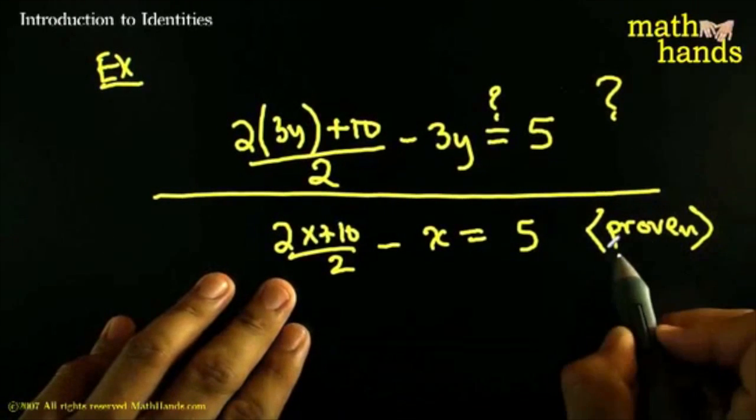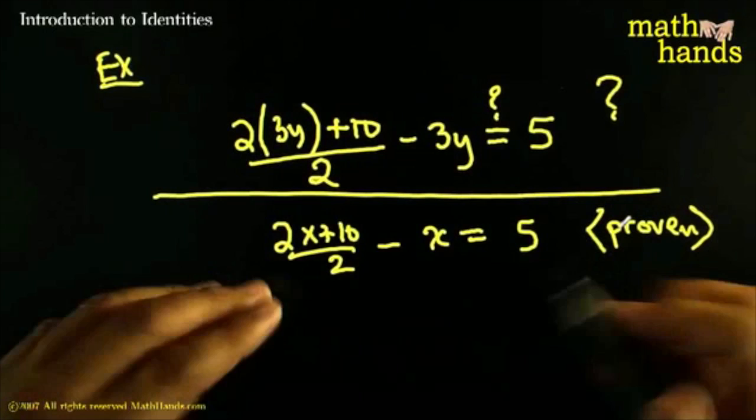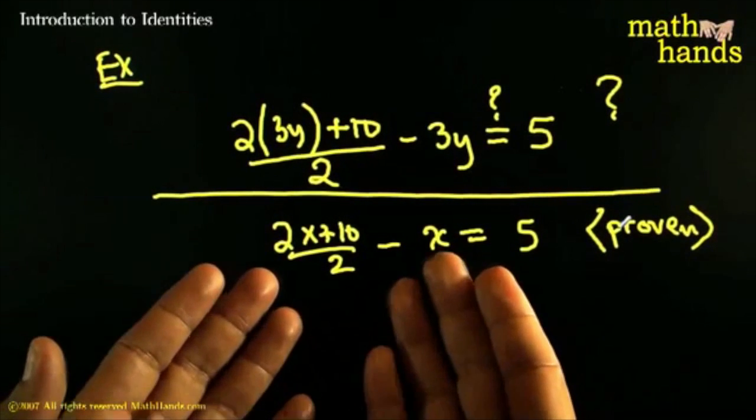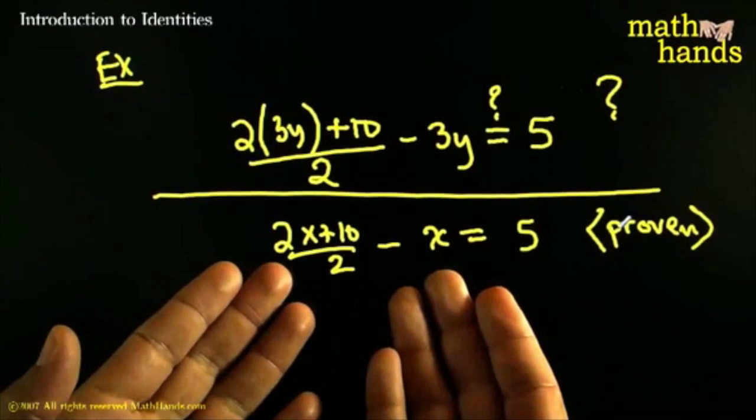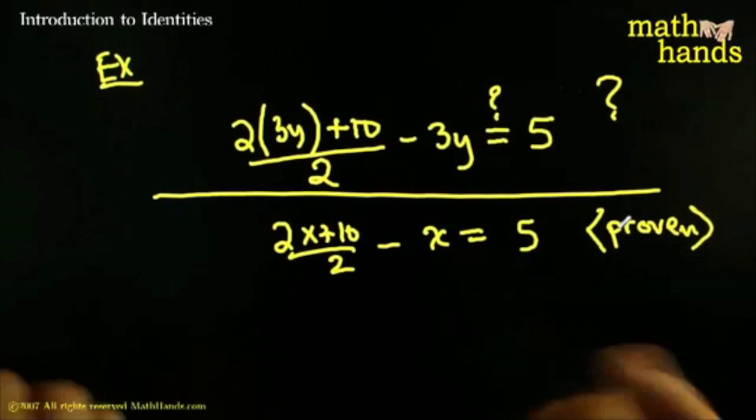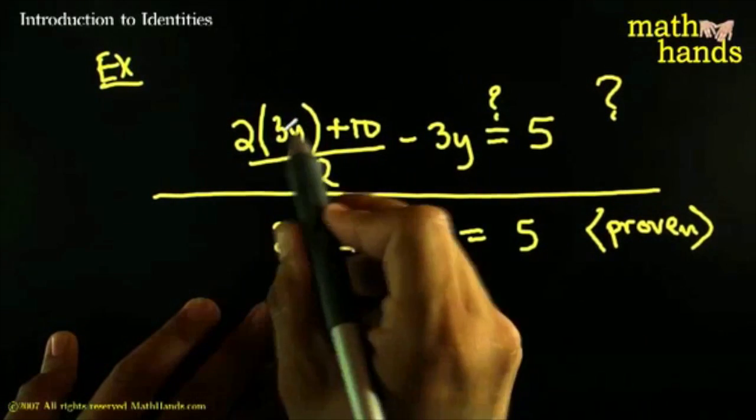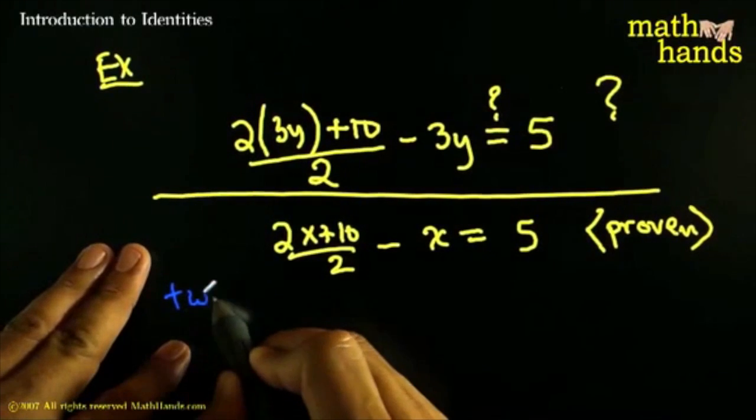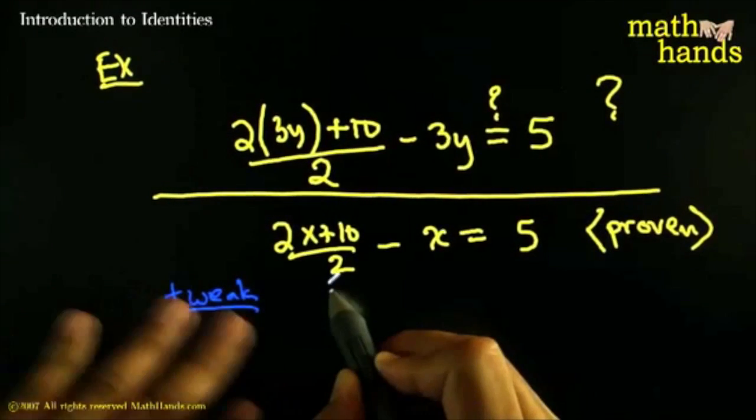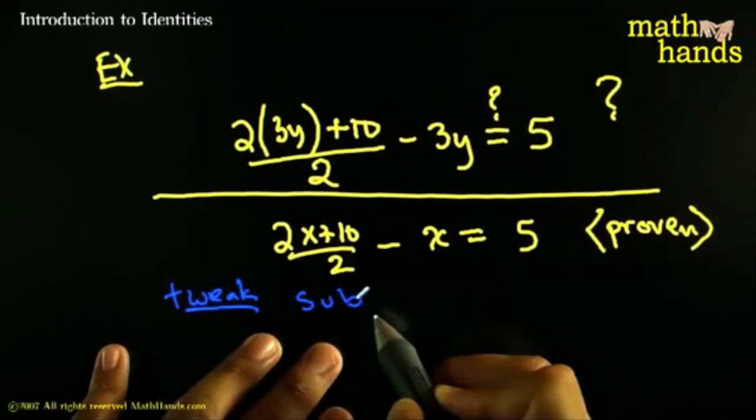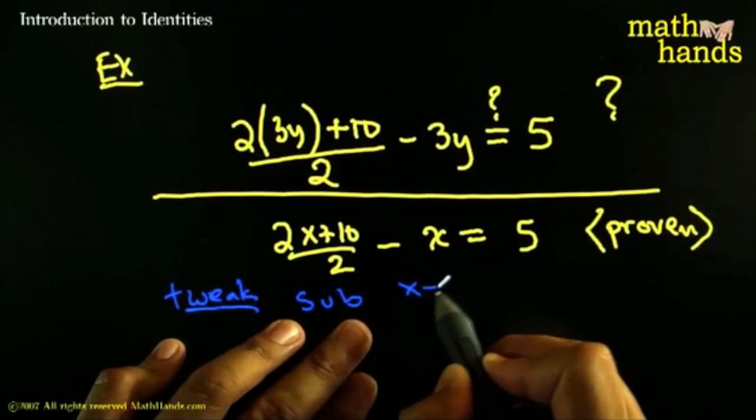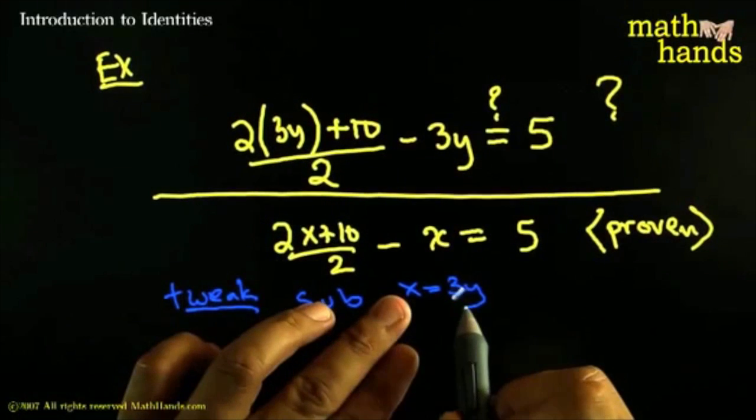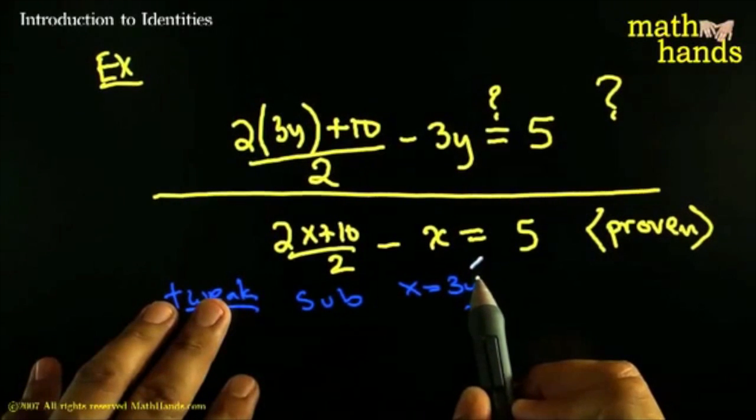And so, since it's already proven, is it true for x equals 5? Yes. Is it true for x equals 7? Yes. If it's true for x equals a mother-in-law? Yes. Is it true for x equals 3y? Absolutely. So here's a tweak. The tweak will be to substitute x equals 3y. Since it's true for all values of x, it's certainly true when x equals 3y.